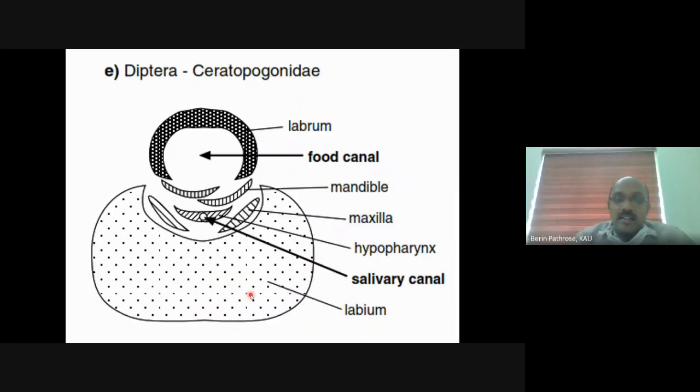I will show another. This is how a cross section of this looks like. This is the hypopharynx, which contains the salivary canal. This is the labrum, which forms the food canal. So this is the ventral part. This is the labium, which forms the rostrum or the groove. Here we have two maxillary stylets. This is the hypopharynx, two mandibular stylets, and here we have labrum epipharynx. It forms the food canal.